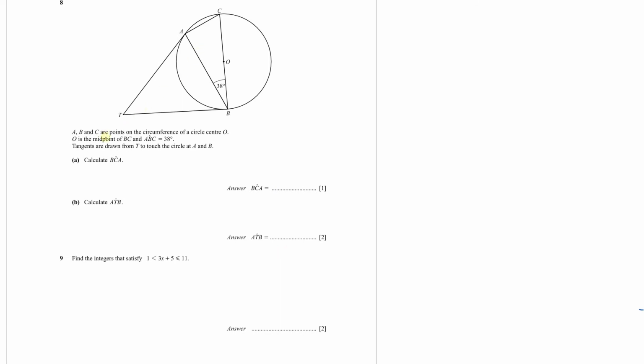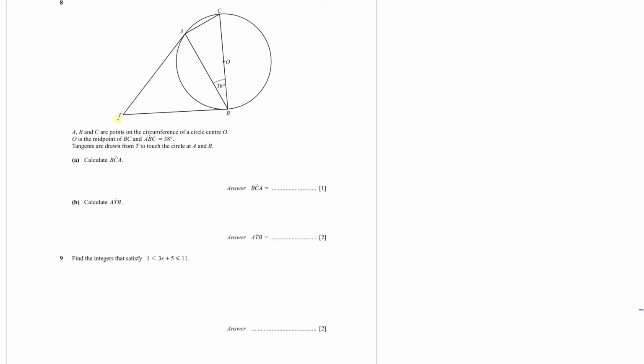So question number 8 is A, B, C are points on the circumference of the circle. So A, B, and C are on the circumference with center O. O is the midpoint of BC, and angle ABC equals 38 degrees. Tangents are drawn from T to touch the circle at A and B.